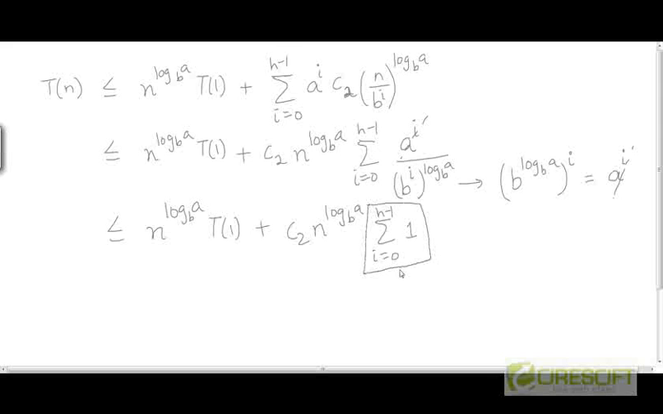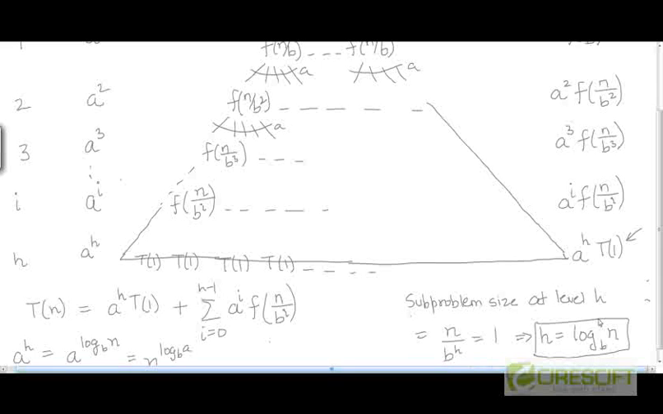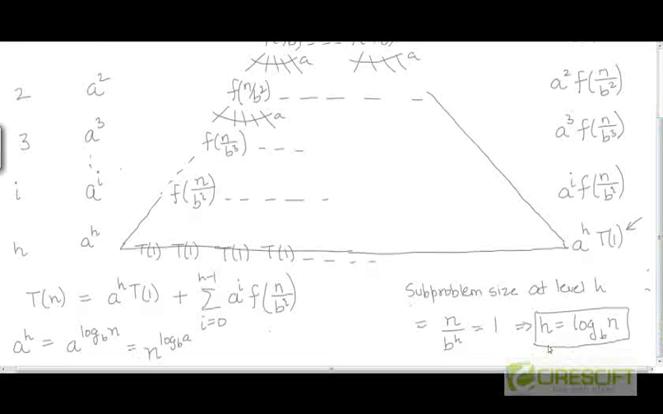So the sum of this series will be equal to h, because you are adding 1 to itself h times. And h we know is log of n base b. We derived this when we built the recursion tree for this recurrence.